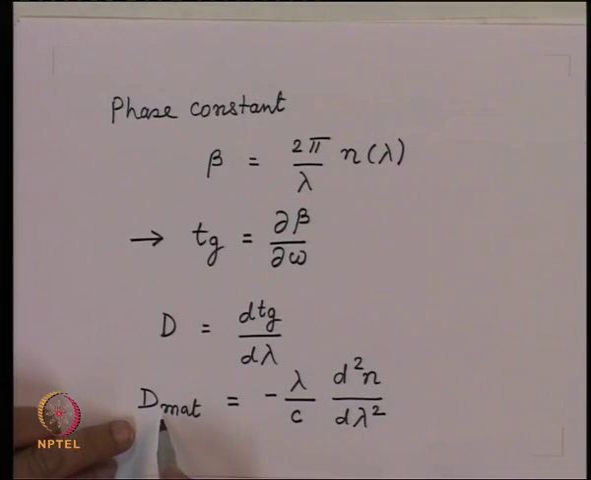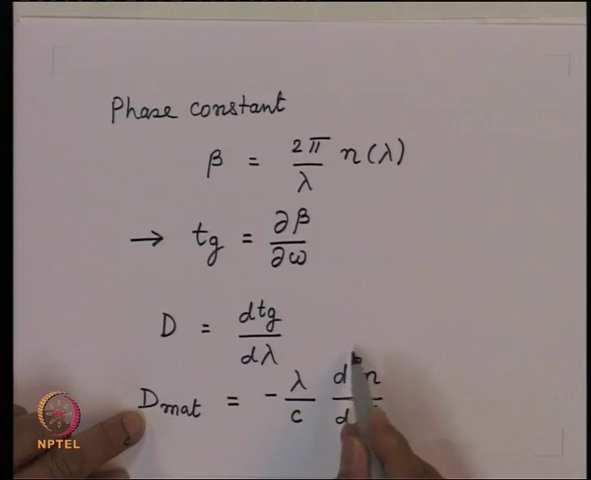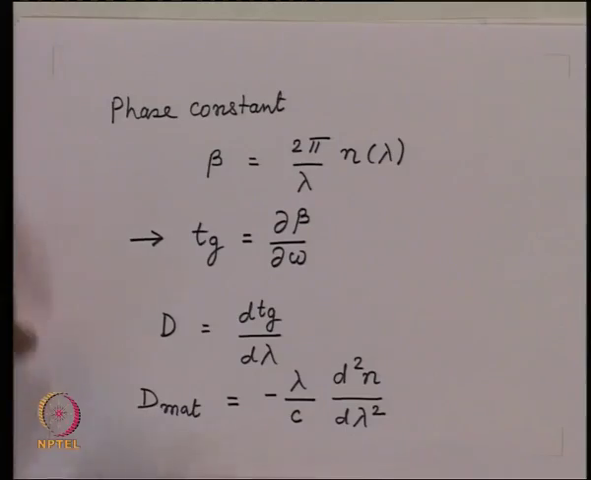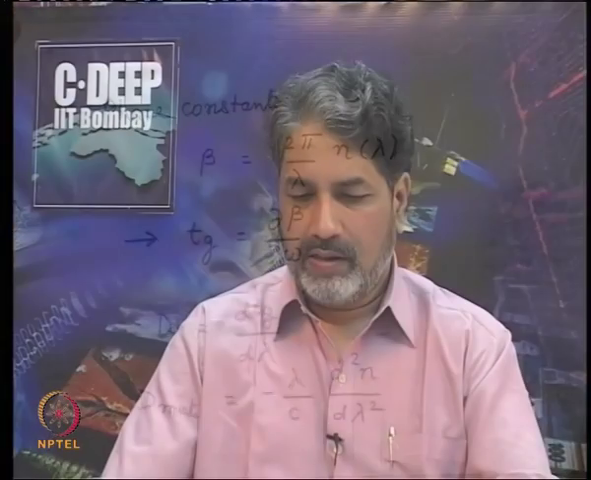So, the material dispersion is first of all proportional to the wavelength, but interestingly it is also proportional to the second derivative of this refractive index function as a function of wavelength. So, at this point, without looking at what variation the refractive index has as a function of wavelength, we cannot really say much about what kind of material dispersion we have on the optical fiber.